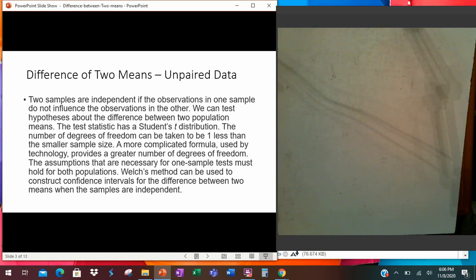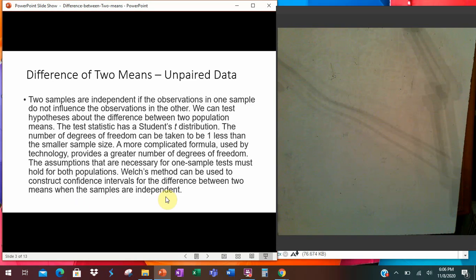The number of degrees of freedom can be taken to be one less than the smaller sample size. So we'll look at both the sample sizes. They can be different in unpaired data, and we're going to use the degrees of freedom as pick the smallest one. We're going to do n-1 from the smallest one. Now, if we look at a calculator or technology, when they do it, they do a little different method of calculating the degrees of freedom. But for us, that's what we're going to do when we're working by hand.